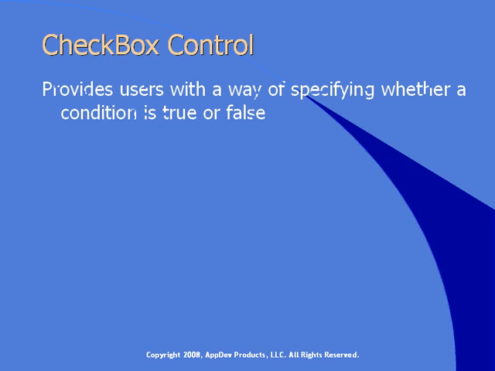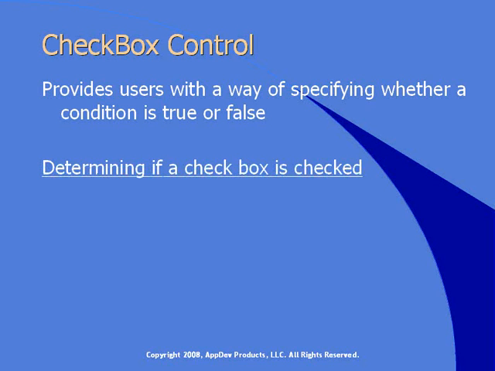The checkbox control provides the users with a way of identifying whether a condition is true or false. So yes, no, okay, not okay, true, false, anything that has one state or another, you can use a checkbox for. And then in addition to providing good text that lets the user know what condition they're responding to, you want to be able to know whether or not a checkbox has been checked.